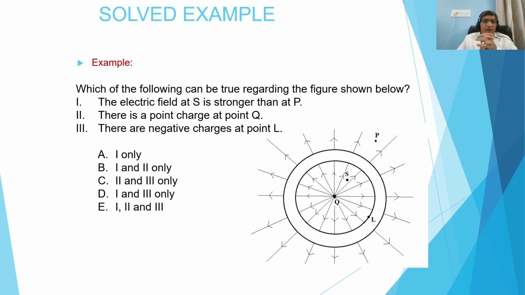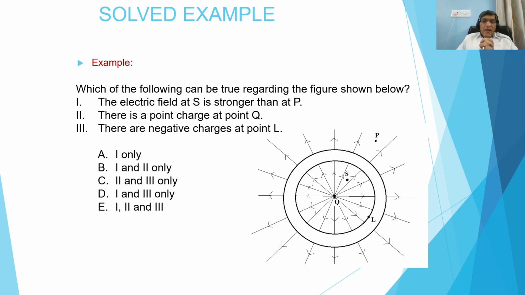So this is again a very important question. Which of the following can be true regarding the figure shown below? Basically, this is a figure in which some arrows are shown, and these arrows point outward from the center. Basically, we have some points Q, S, L, and P. I have to read these points one by one.